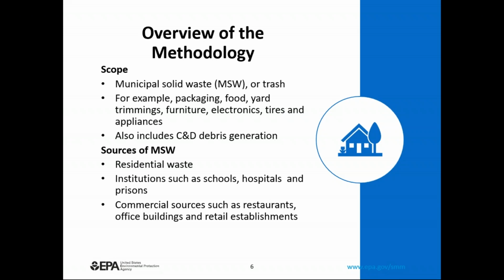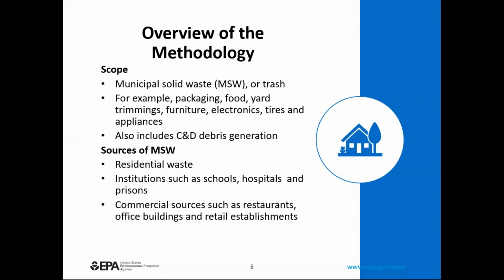I want to be clear that MSW does not include a few things such as industrial waste, hazardous waste, and construction and demolition waste, which of course we will talk about separately. One point to note here is that sometimes at the facility level, landfills do include C&D and sometimes non-hazardous industrial waste, but for the purposes of our calculation, we just focus on MSW.